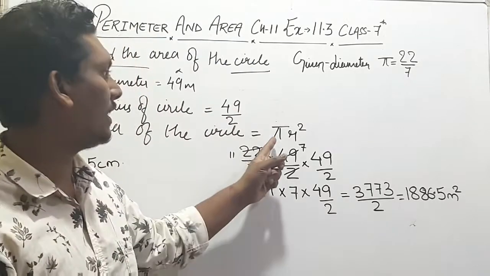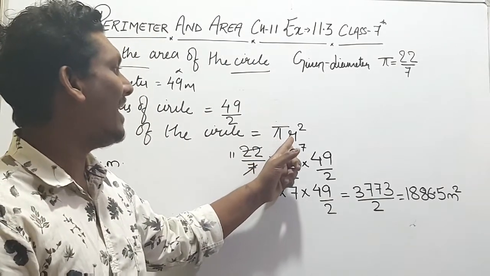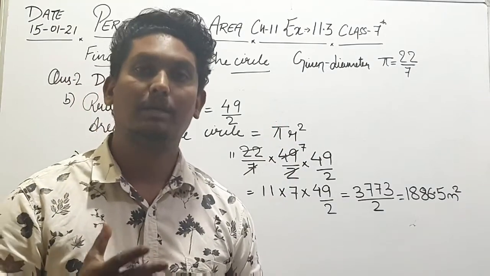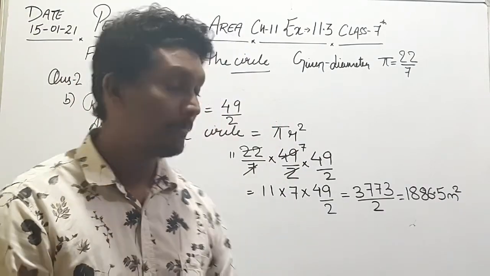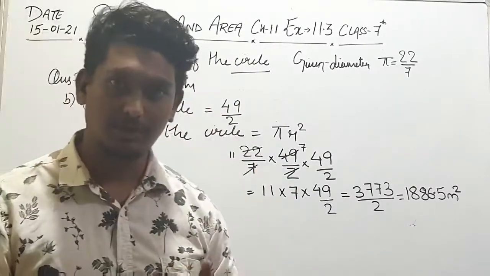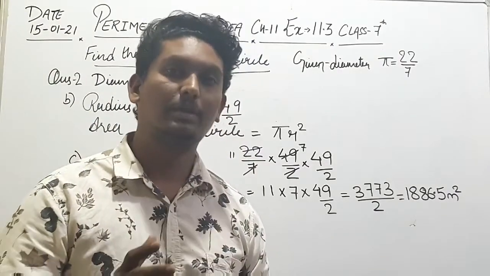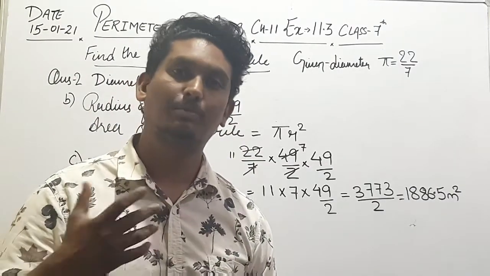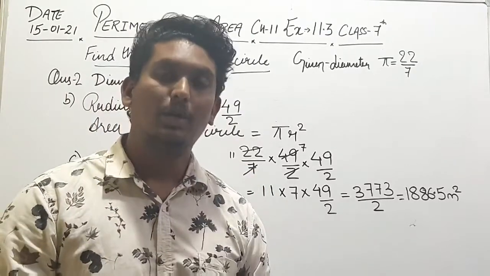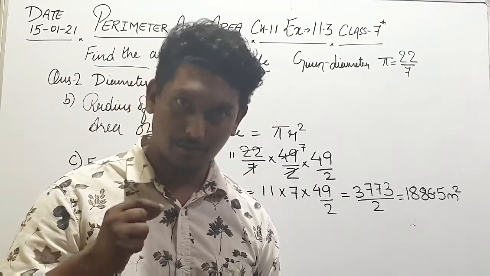Why? Because the formula is pi r square. For finding that, we need radius. So this is not the circumference question. In a circumference question, if diameter is given there, we can use pi d. But here we have to find the area. For finding the area, we need r, radius.